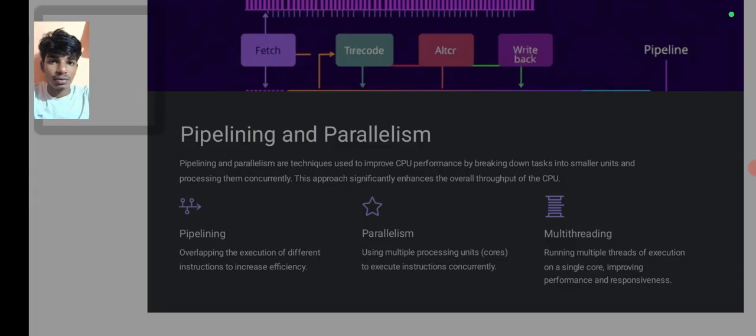First we need to study about pipelining, that is overlapping the execution of different instructions to increase efficiency. Parallelism is using multiple processing units, that is cores, to execute instructions concurrently. And multi-threading is running multiple threads of execution on a single core, improving performance and responsiveness.